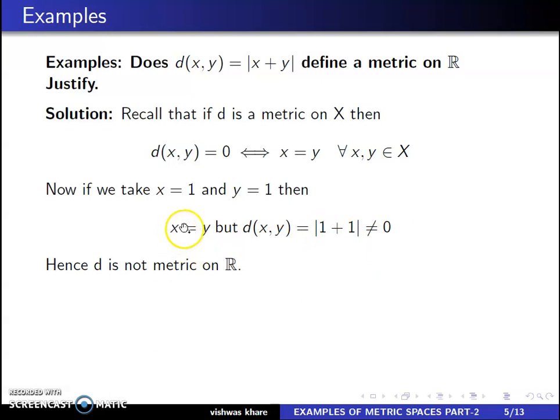So what should happen here? If x is equal to y, then d(x,y) should be equal to 0 by this property. But in this case, x is equal to y, but d(x,y) is not equal to 0. Hence, d is not a metric on R.